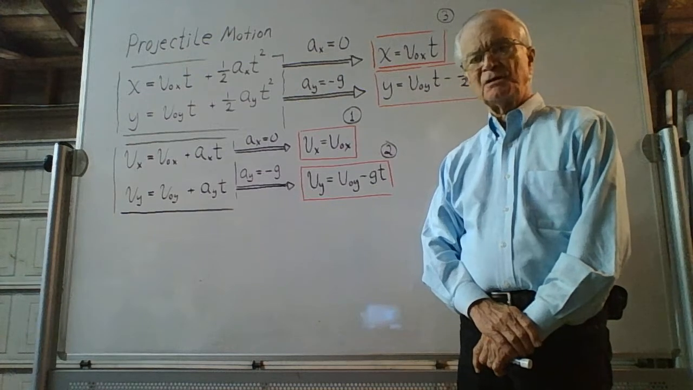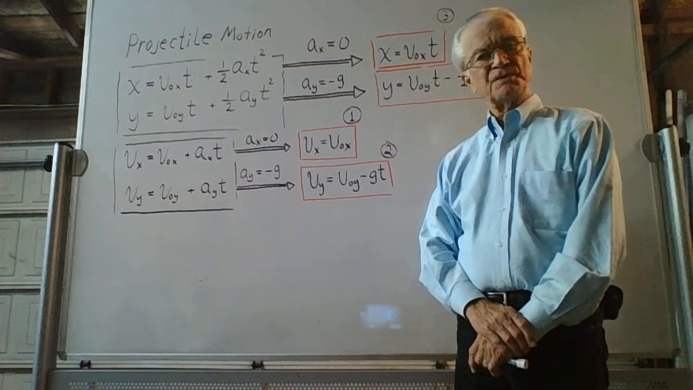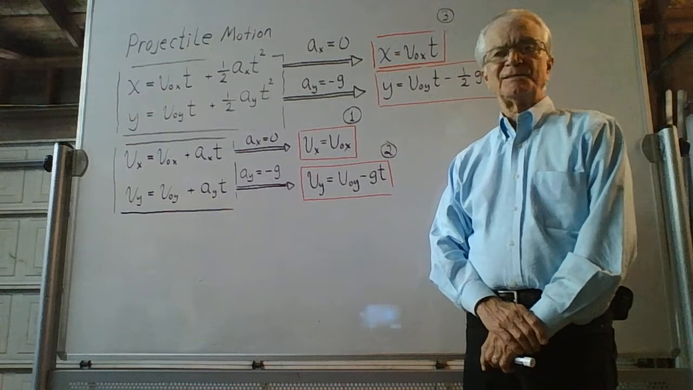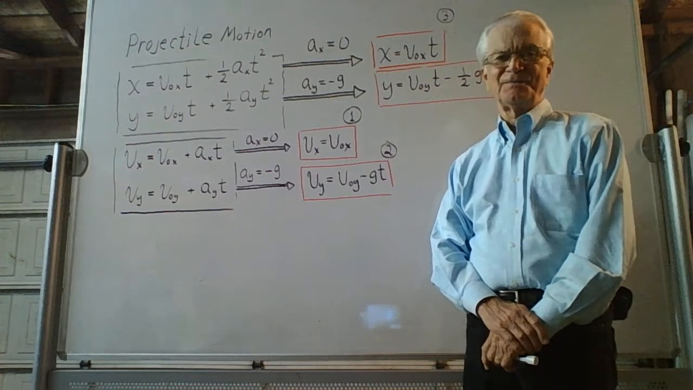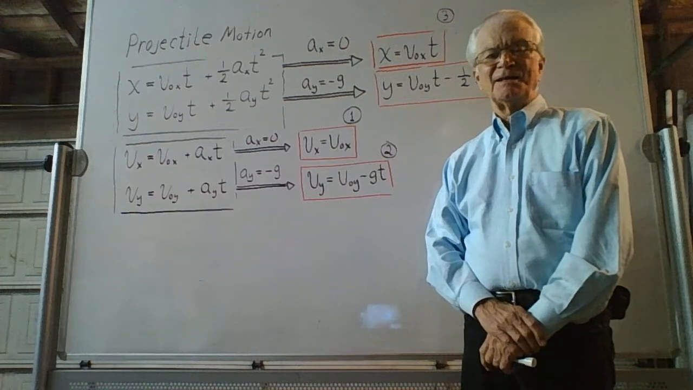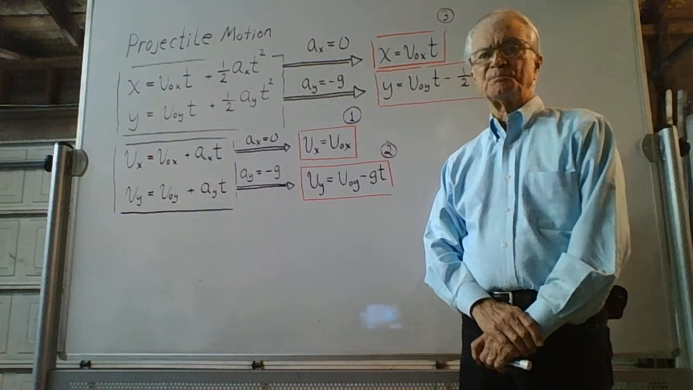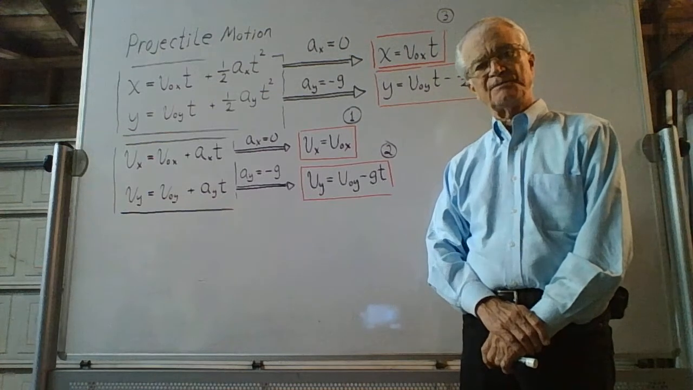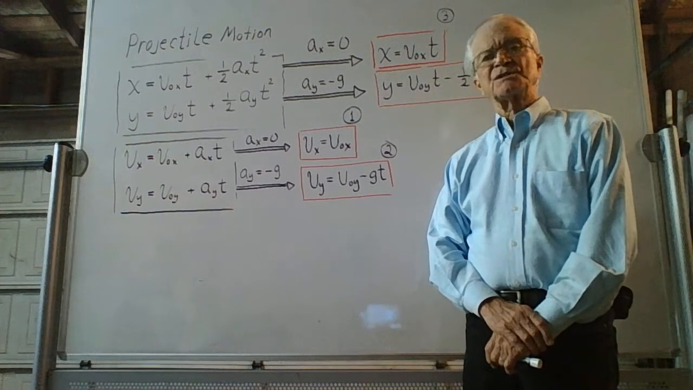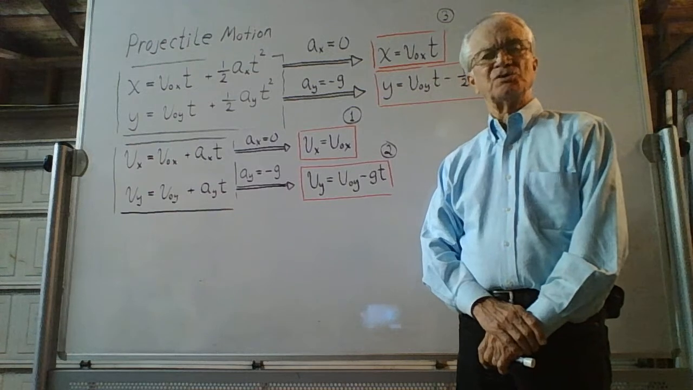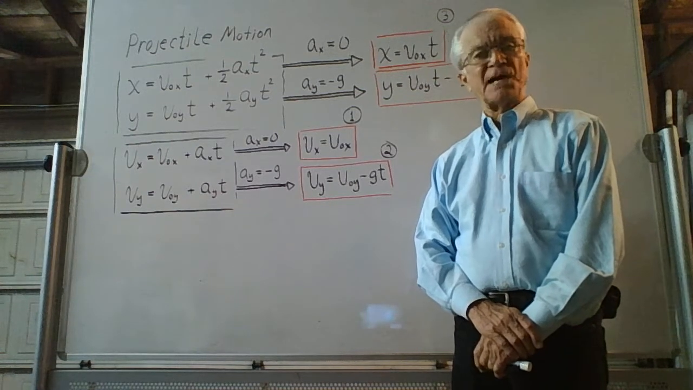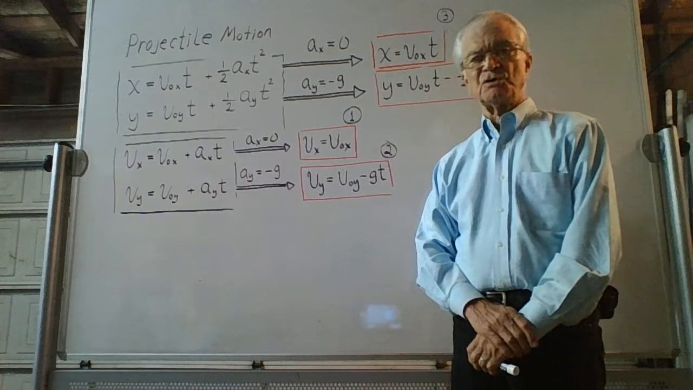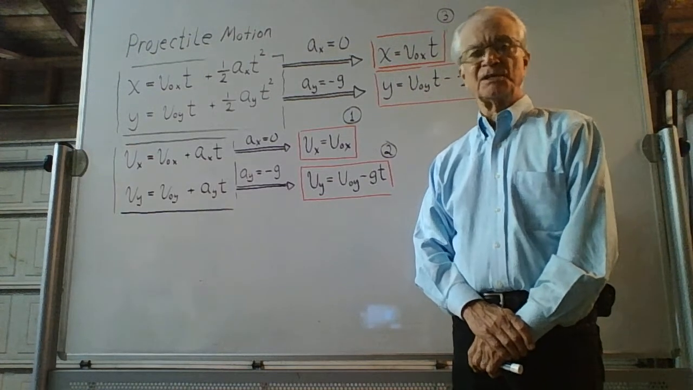A projectile is an object that is thrown, fired, shot, kicked, or swatted. It has no propelling device attached to it, such as a propeller or a rocket engine. It's flying only under the influence of the pull downward by Earth, under the influence of the gravitational force, which we'll discuss in a later chapter.